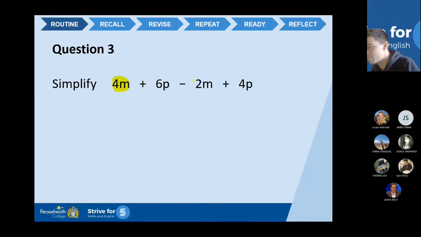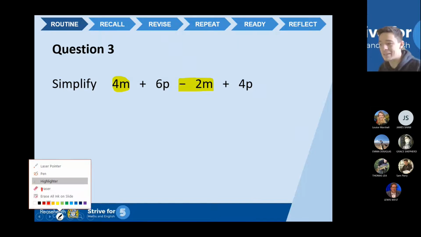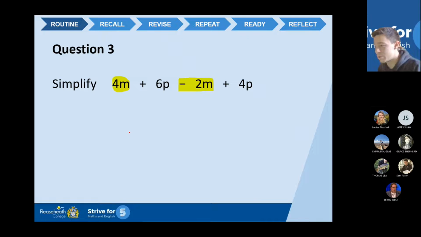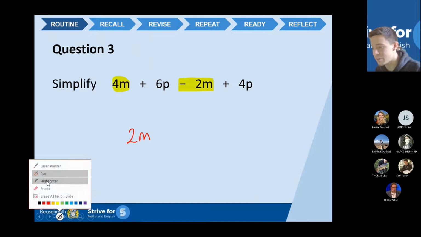So 4M and then minus 2M. And the reason why I'm including the symbol to the left is because that's my instruction, essentially. That's telling me what I need to do, okay? So 4M minus or take away 2M. That's going to leave me with 2M because 4 take away 2 is 2, okay? Now, once I've done that, I can focus on my P's, okay?